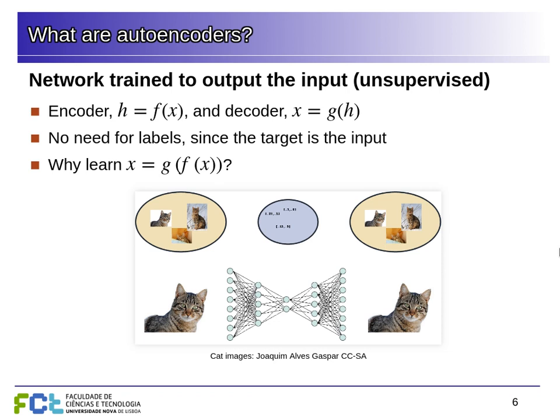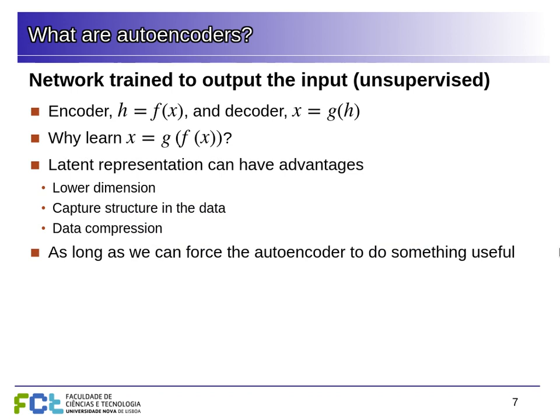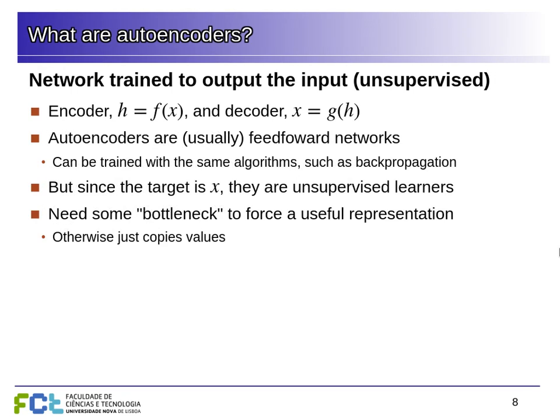So let's see some examples of how we can force the autoencoders to do something useful. Basically, they are usually feed-forward networks. We can train them with the same algorithm, backpropagation, minimizing the loss function. Since the target is the input, we don't need labels, so we can use any data that we have, even if it's not classified. But we need to force the autoencoder to do something, otherwise it will just copy the values.